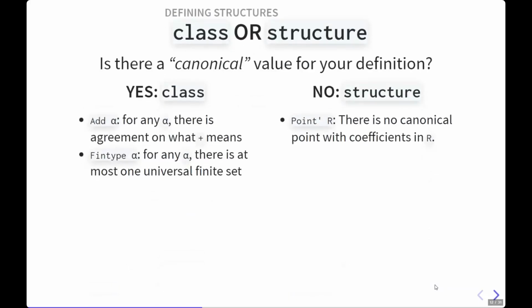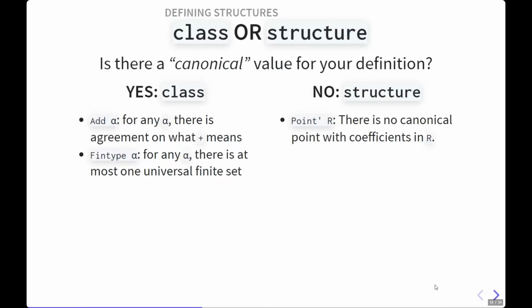So how do you pick between class or structure? A good question is: is there a canonical value for this definition you're creating? So I'll actually start with the structure. If you have, there's no canonical point, right? You can maybe claim the origin is somewhat canonical, but it's not so canonical that no one would ever dream of using a different point.